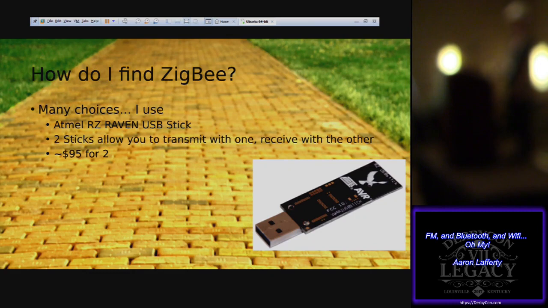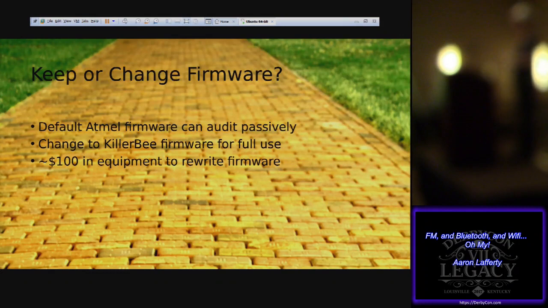You can get two sticks. If you leave them with the default Atmel stuff, you can basically listen. In order to actually send in traffic, you're going to have to change the firmware. Now, each of these Atmel sticks costs about $50. It's not too terribly expensive. If you get two, you can transmit and receive at the same time. And in order to change the firmware to the Killer Bee firmware so that you get some attack platform, it takes about another $100 in equipment to actually write the firmware.